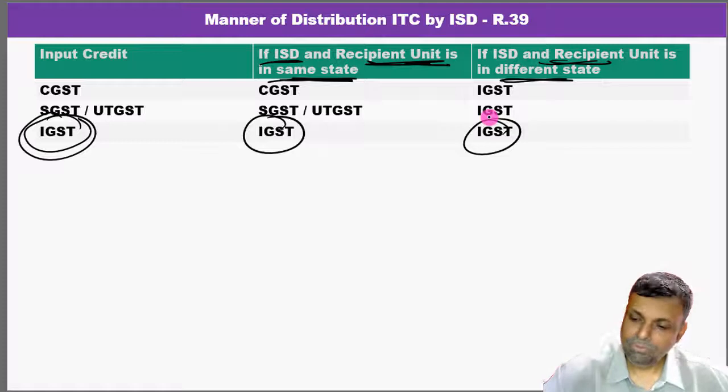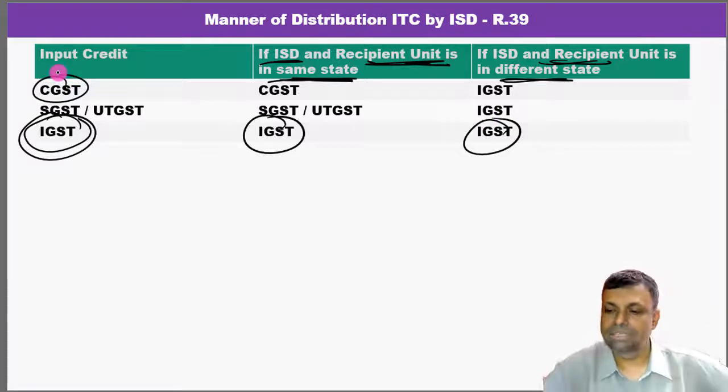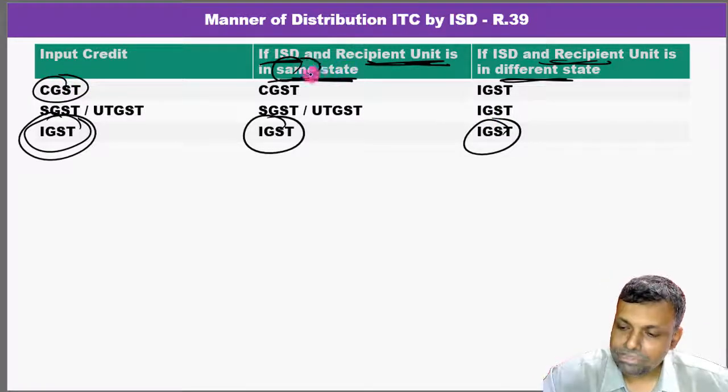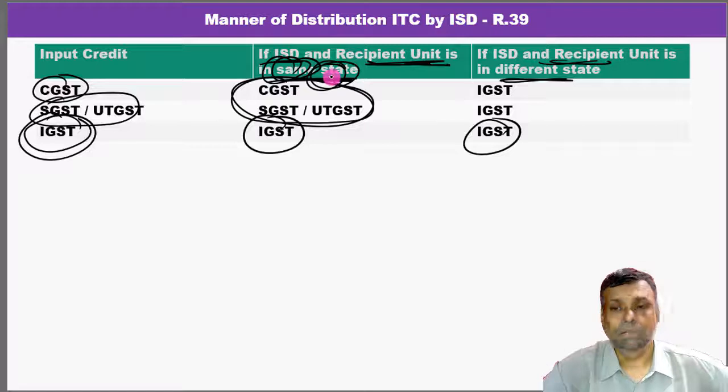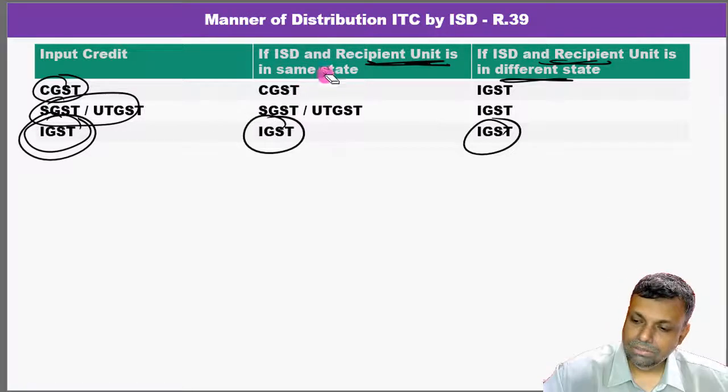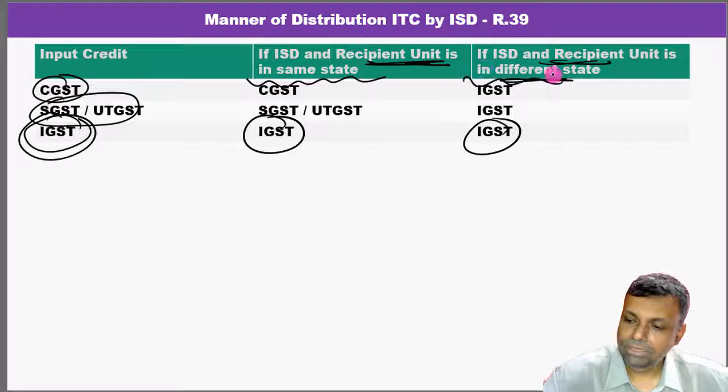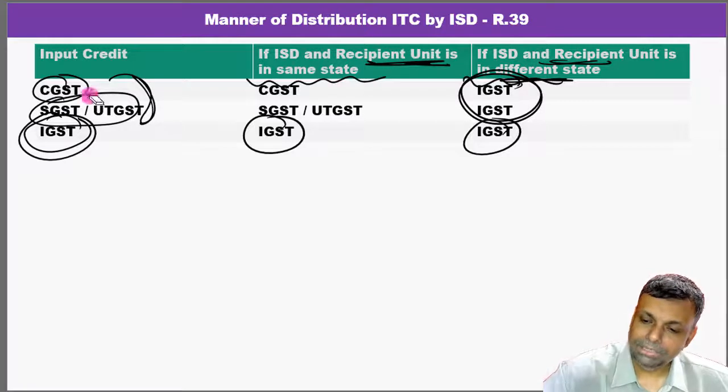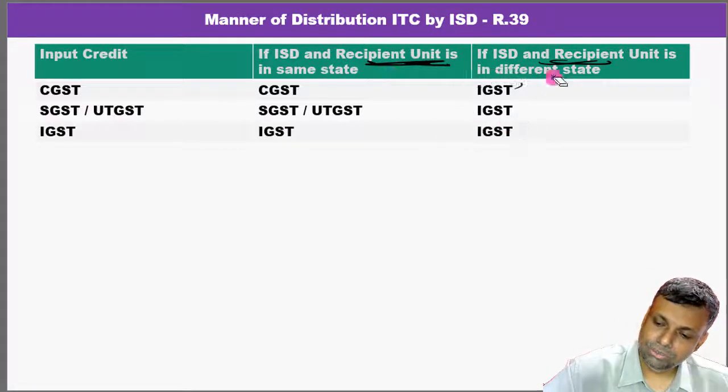Okay. But if you have CGST, SGST kind of situation, and if you are in the same state, then your CGST, SGST will be transferred as CGST, SGST only if you are in the same state. But if you are not in the same state, if you are in a different state, then your CGST, SGST will be transferred as IGST only. I repeat, this is the manner of distribution.